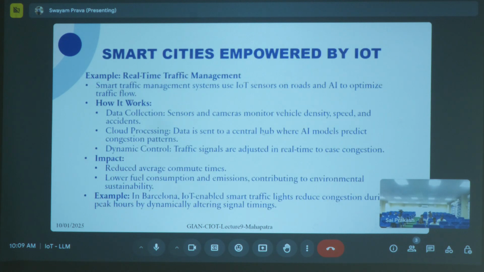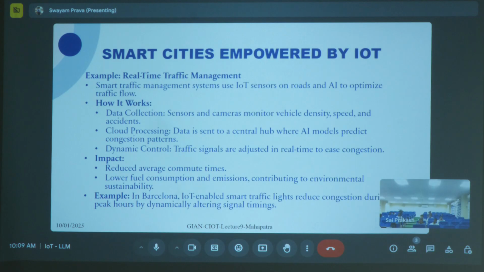The next example is the smart traffic management system. This uses IoT sensors installed on roads and AI technologies to monitor and analyze traffic conditions. It basically works in three key steps. Again, data collection, where IoT sensors and cameras collect real-time data on vehicle density, speed, and accidents. Then there's cloud processing. The collected data is sent to a centralized hub or cloud platform where the AI models analyze it.